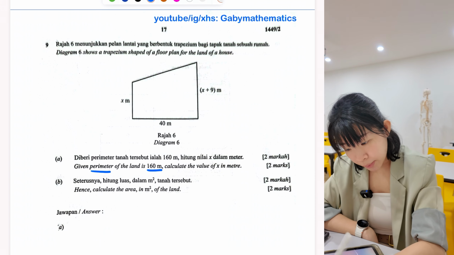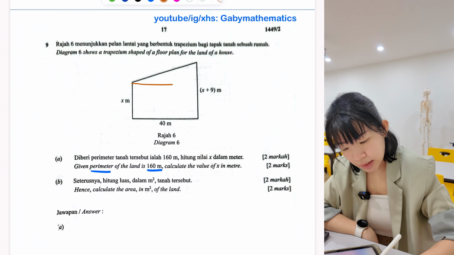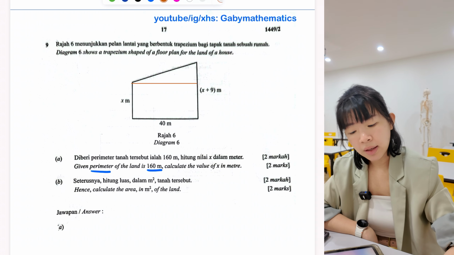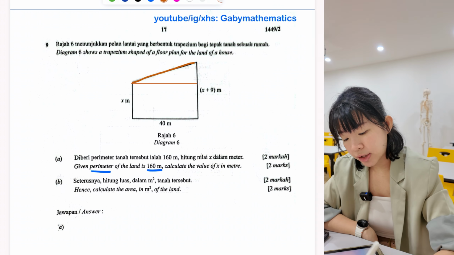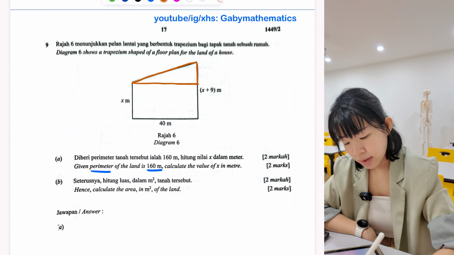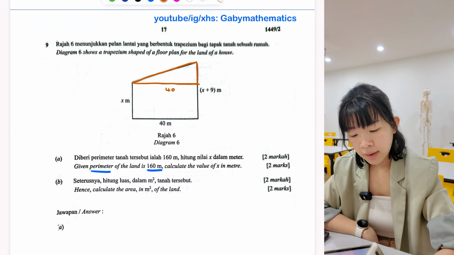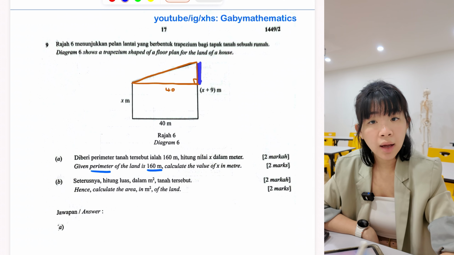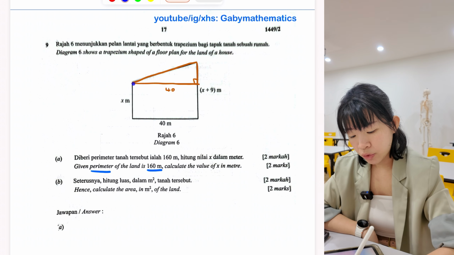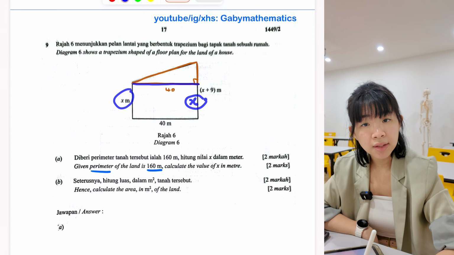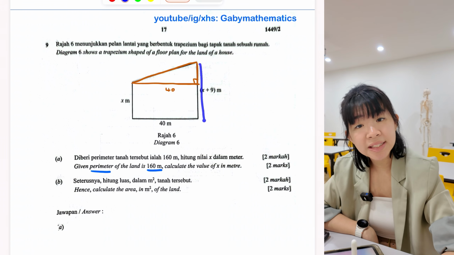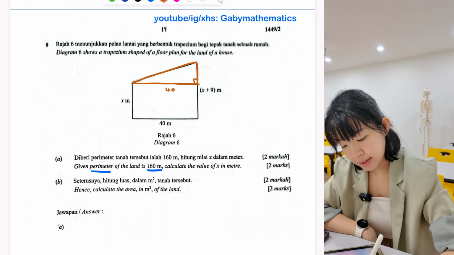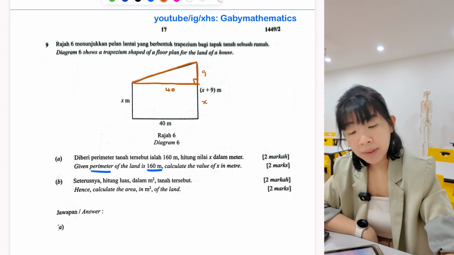Maybe we can add a line here. If we add a line here, we get a right angle triangle. Let's see what we have. This one is definitely 40. What is the length here? Because we draw horizontally, if this is x, this will also be x. So this whole thing is x plus 9. If this is x, this will be 9.